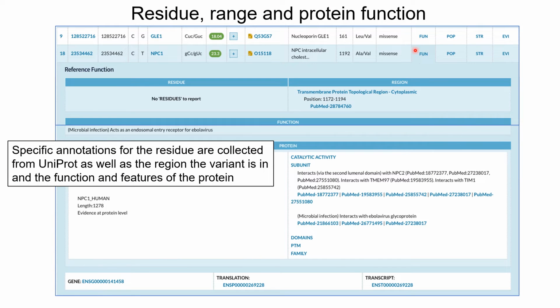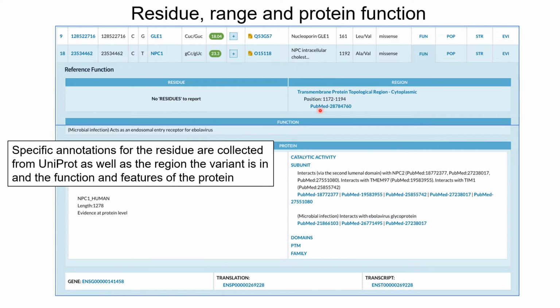In the functional tab, PepVEP splits the data into 3 major categories: the residue, the region and the protein. In the residue section, PepVEP displays annotations that have been found for that specific variant, the variant which has been inputted by the user.